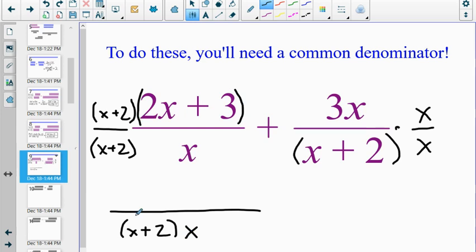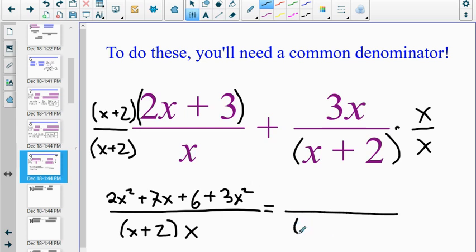My first numerator, I'm going to go ahead and FOIL this out. 2x times x to give me 2x squared. I've got plus 4x plus 3x to give me plus 7x. And then plus 2 times plus 3 gives me plus 6. There's my first numerator, and then my second one is 3x times x. That's just 3x squared. And so finally combining my like terms, x plus 2 times x, I'll leave that in that form, and 2x squared plus 3x squared gives me 5x squared plus 7x plus 6.